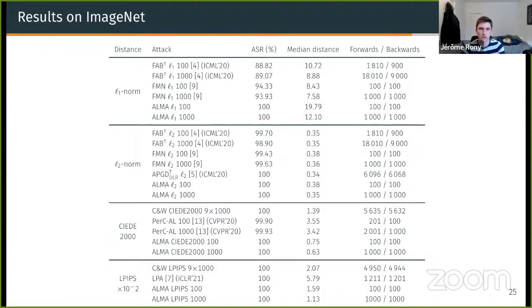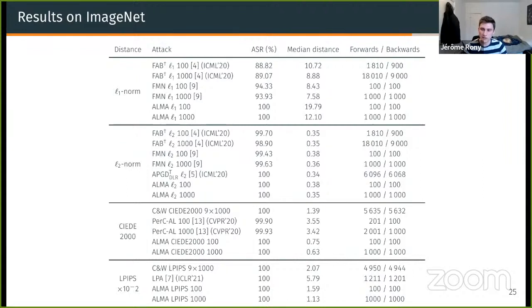Same kind of plots and tables on ImageNet. Here we see, for example, that ALMA is not the best one on the L1 norm, and it kind of makes sense. Same for the L2 norm against APGD, because there are other attacks, like I said, the projection-based attacks, that are very efficient, and for these norms there has been a lot of research on how to minimize them very accurately. So that's why the ALMA attack isn't really the best here, but it's not intended to be.